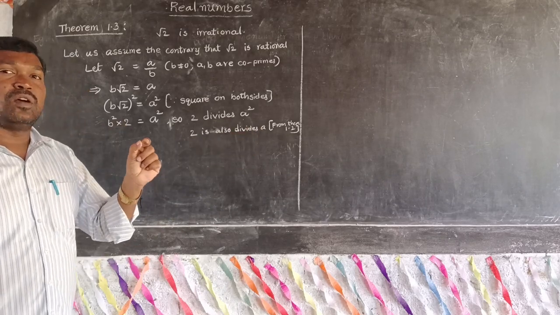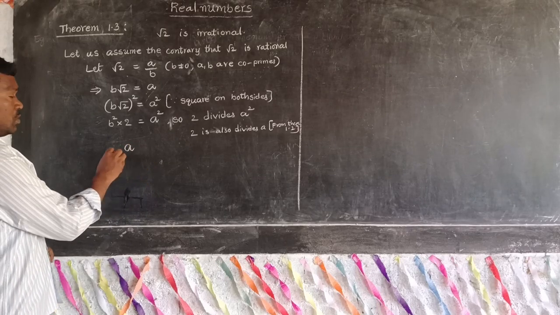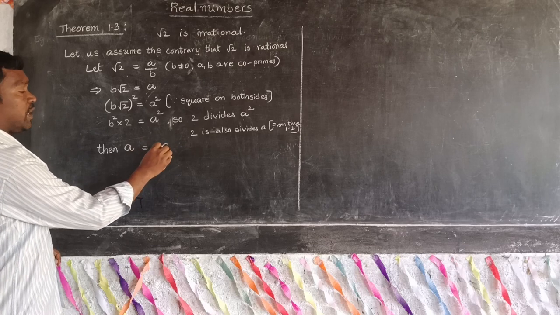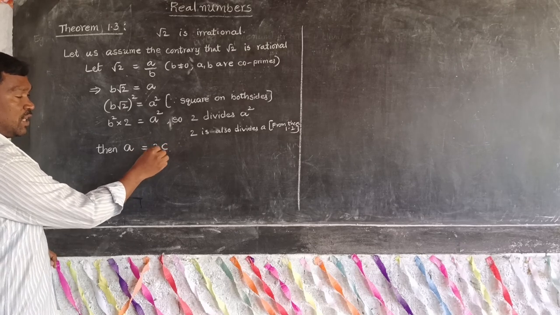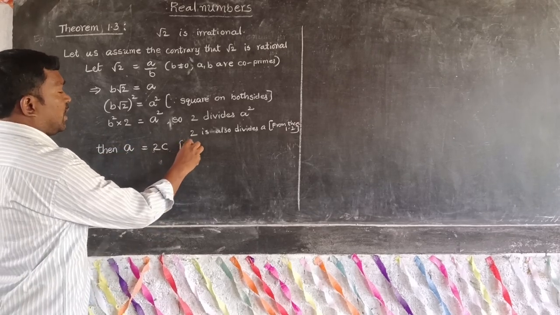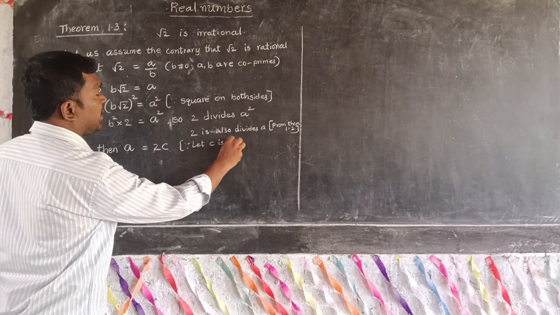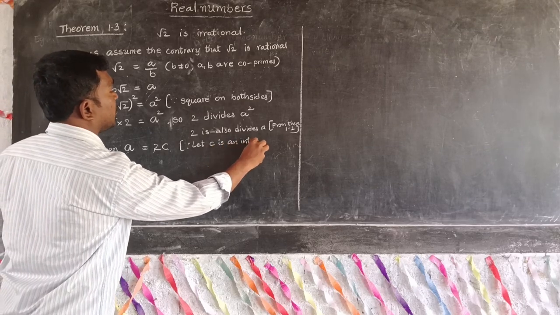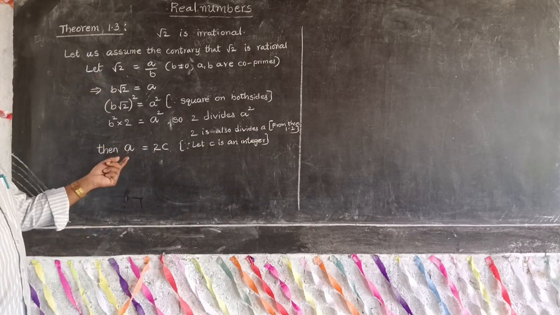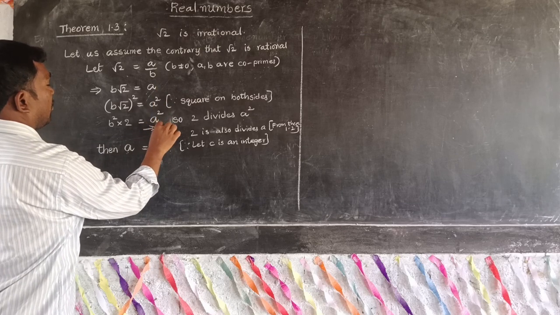That means a equals 2c. That means 2 and c both are the factors of a. Let c be an integer. These two are factors of a. This is equation number 1.